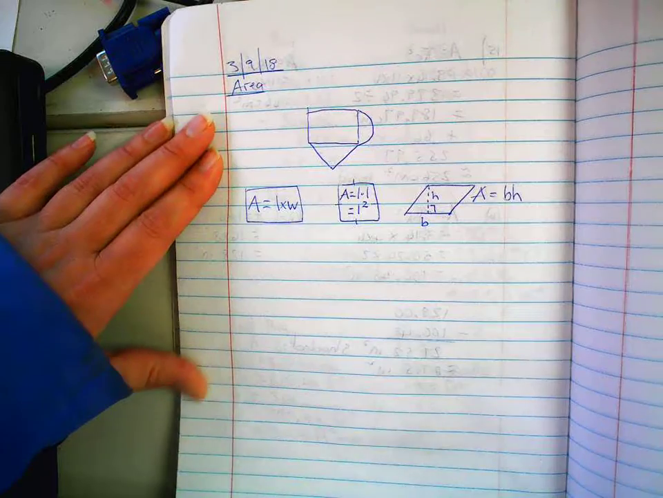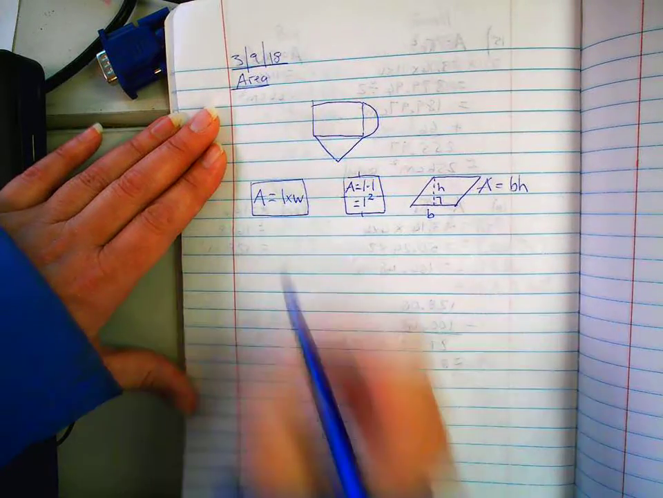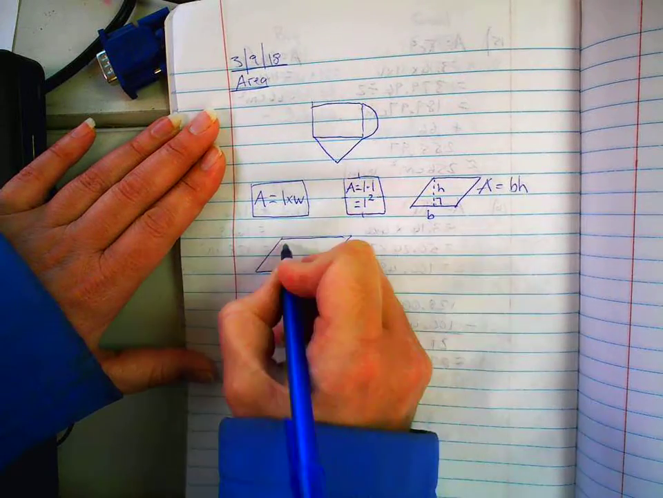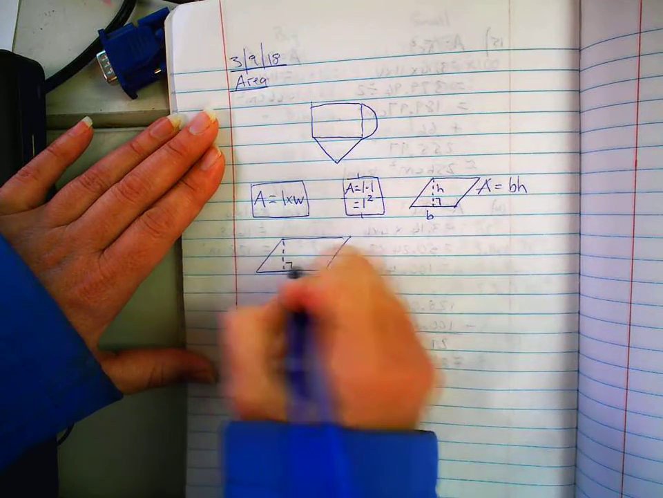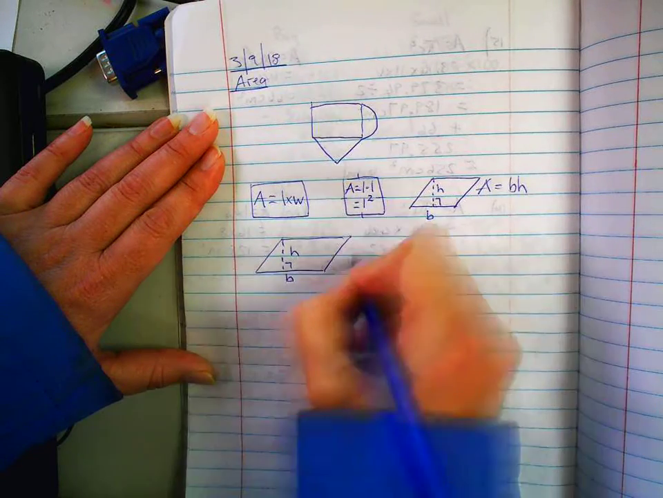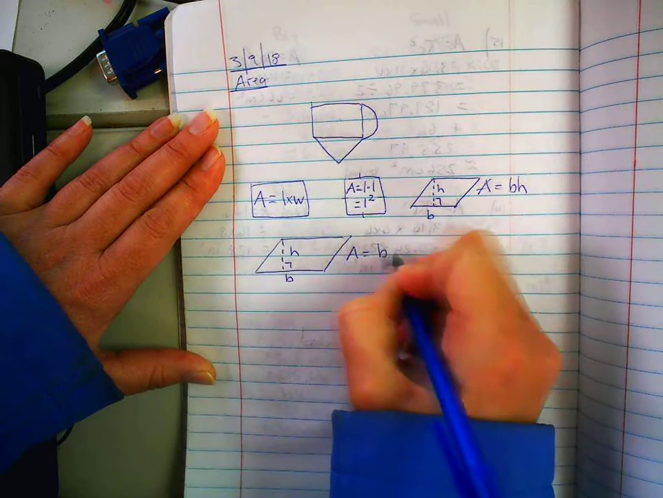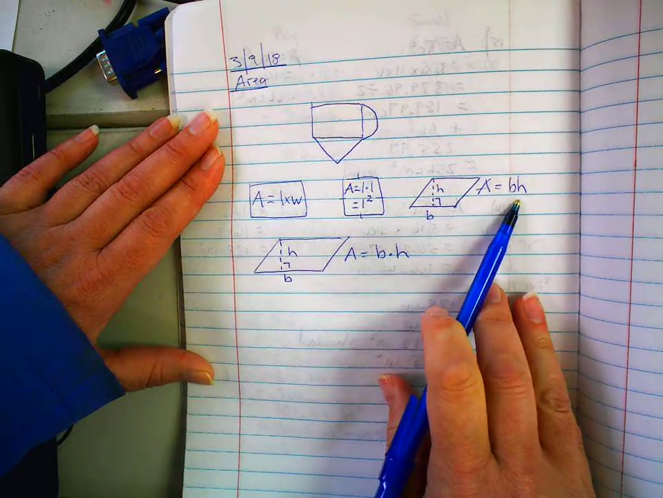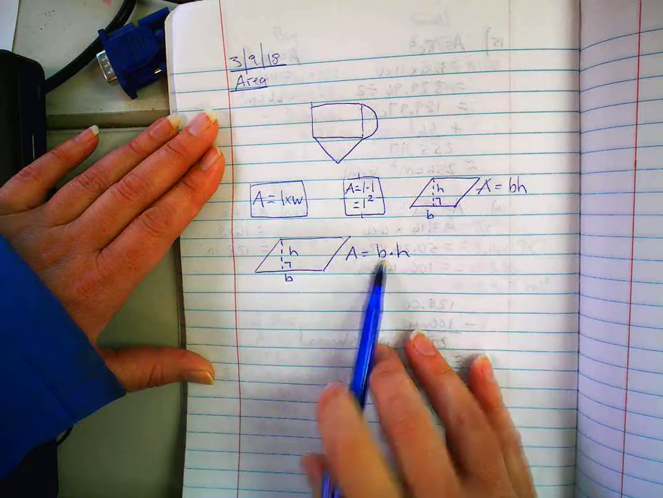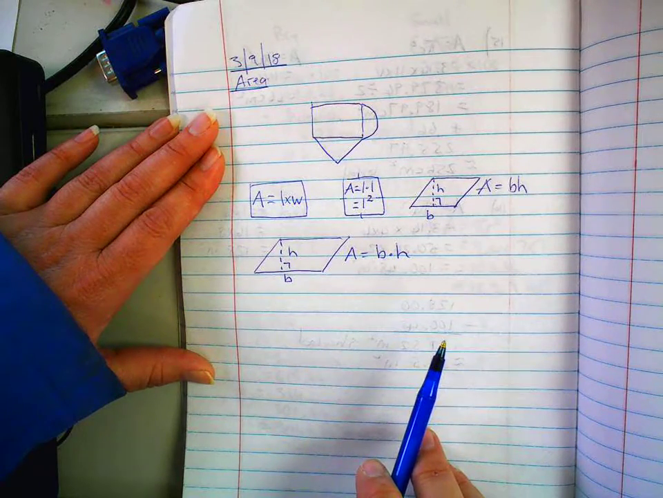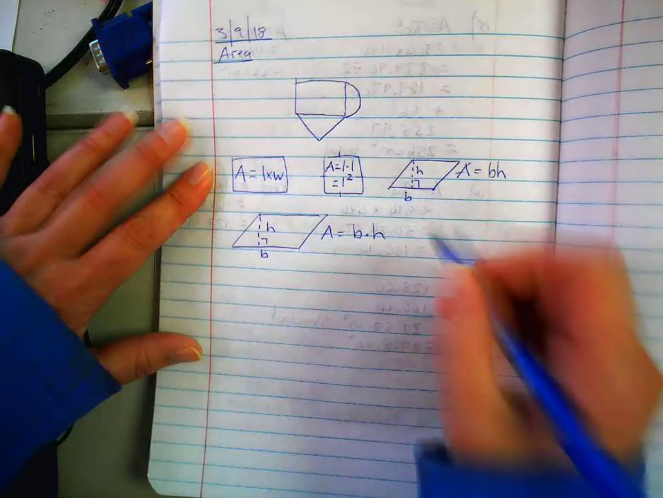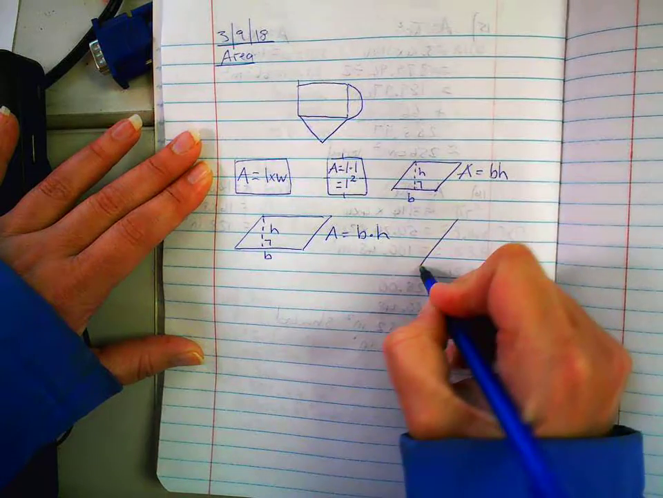The same with a parallelogram. A parallelogram is a rectangle pushed over to the side. I also need the 90-degree height and base because its area will also be base times height. Please take note that this base is a lowercase b, not an uppercase B. In geometry, an uppercase B means something different. We'll get to that.